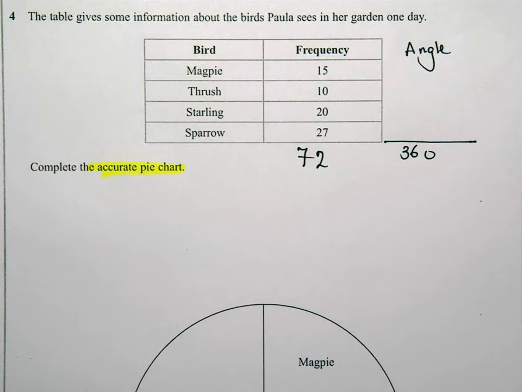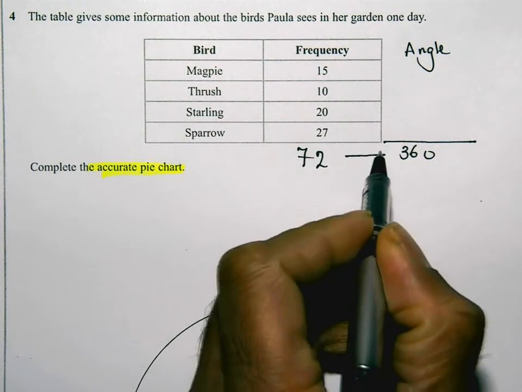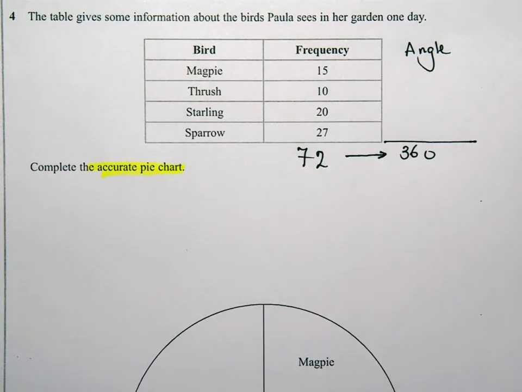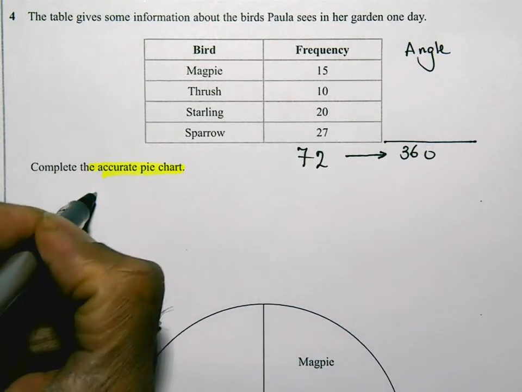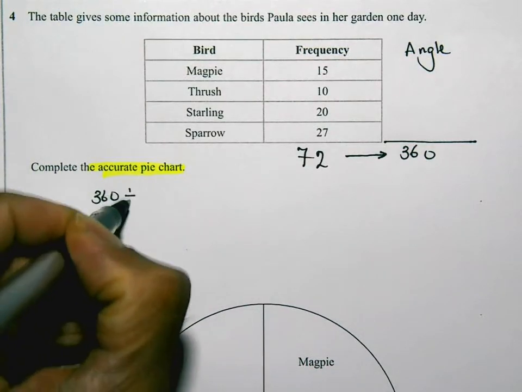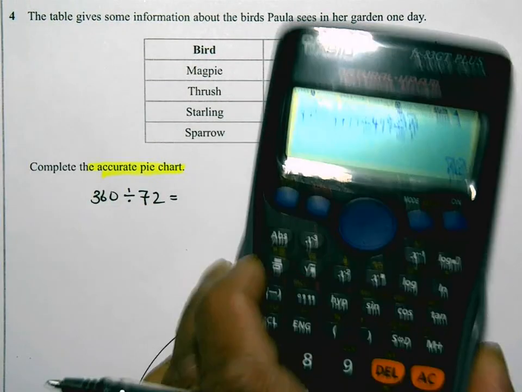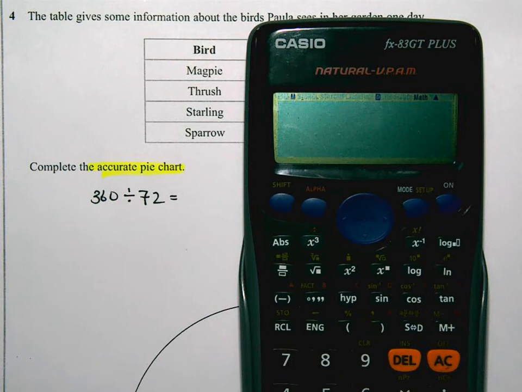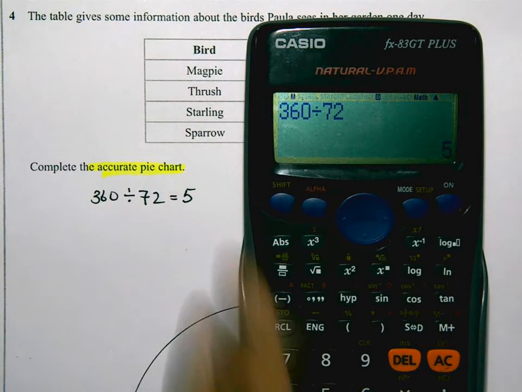So I'm just going to draw a line across there to indicate that all my angles add up to 360 degrees. Now what I need to do first of all, therefore, is to work out what I am going to times 72 by to get 360. That would be my multiplier. So I'm going to go off and work out 360 divided by 72. And again, because this is a calculator paper, I could use my calculator to work that out. 360 divided by 72 equals 5.